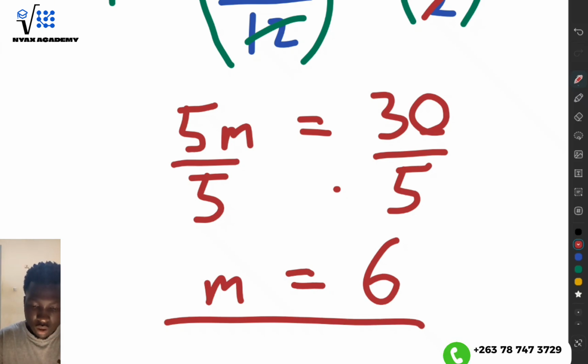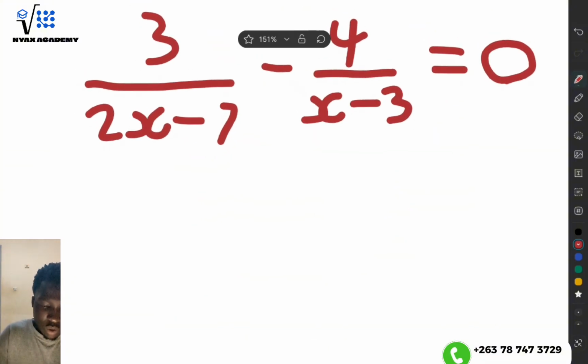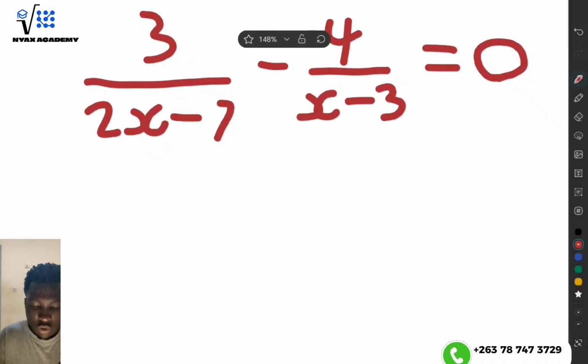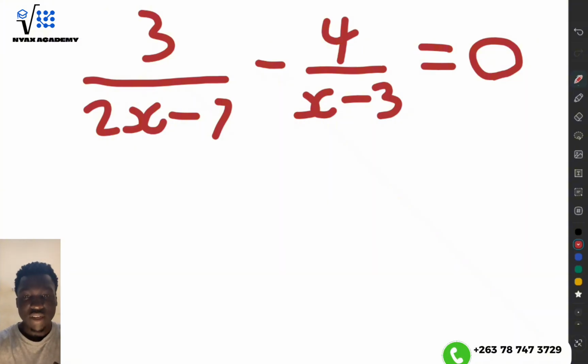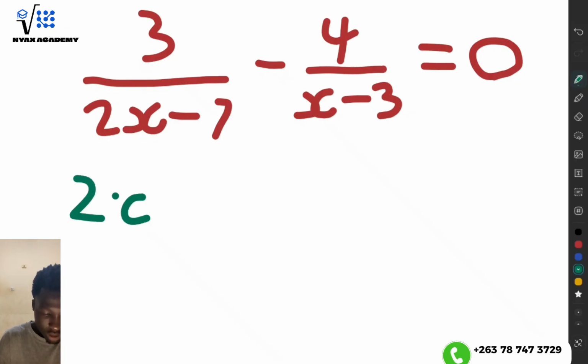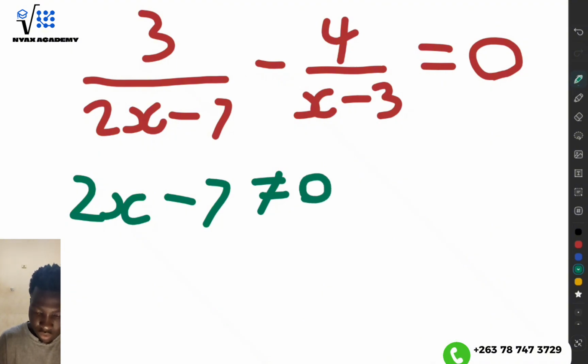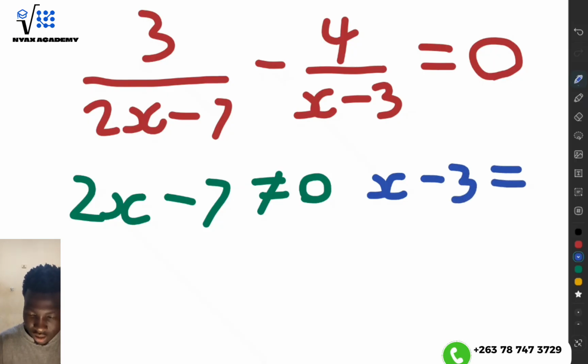So moving on, let's move on to the next question again. So for our next question, we have 3 over 2x minus 7 minus 4 over x minus 3 is equal to 0. So the first thing is we check our domain restrictions. We are saying for our fractions, the denominator part cannot be equal to 0. So we say what? 2x minus 7 cannot be equal to 0, and also what? x minus 3 cannot be equal to 0.